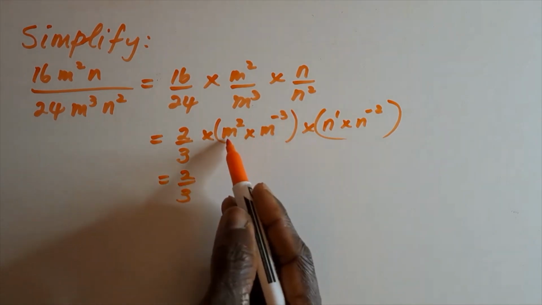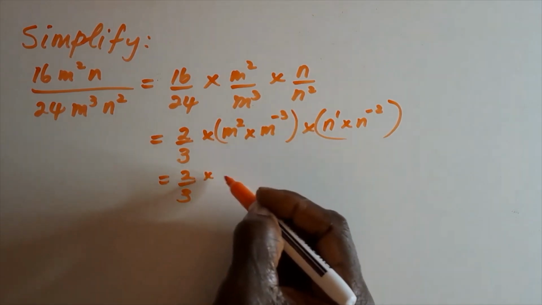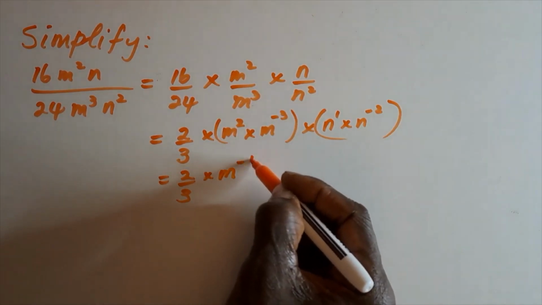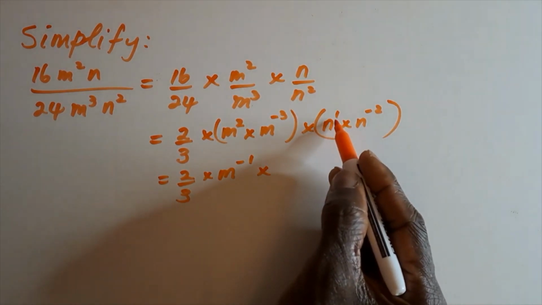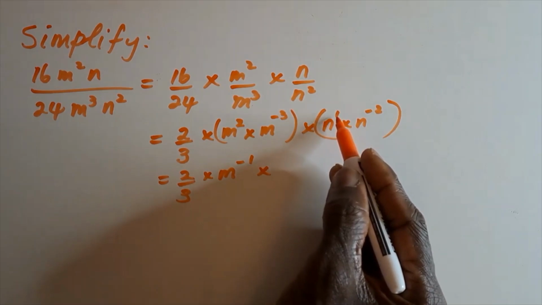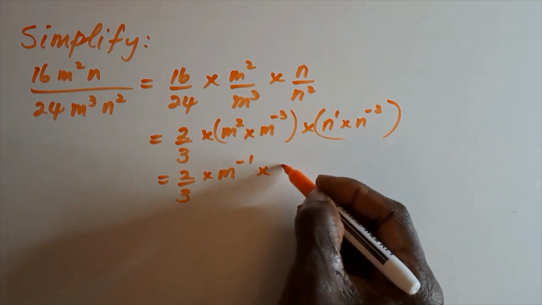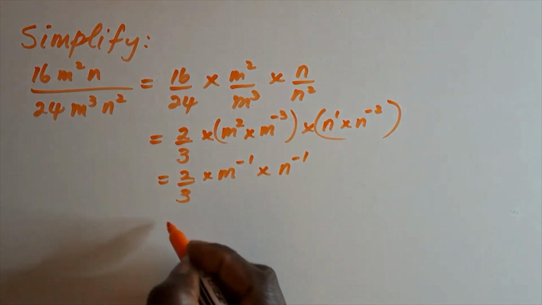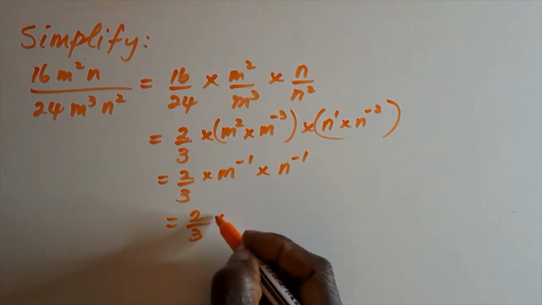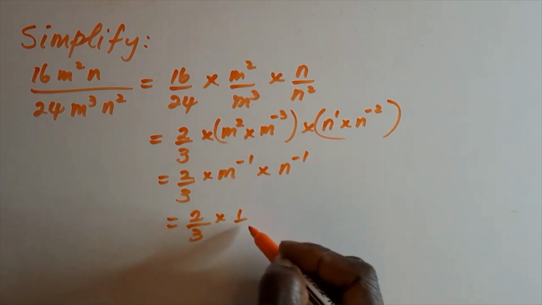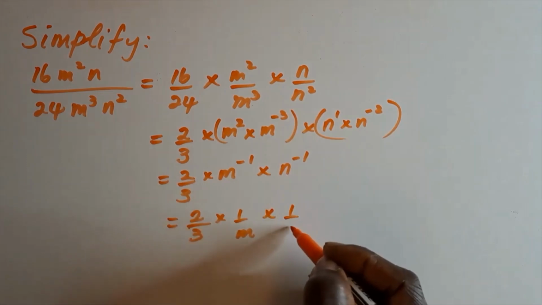Now we're going to add indices because the base is the same. This is the rule. So now we have m to the minus 1 times, here again, we add indices. We add +1 to -2, we get -1 with the same base, so we have n to the minus 1. And now we can simplify this. 2/3. M to the minus 1 is 1 over m, and n to the minus 1 is also 1 over n.